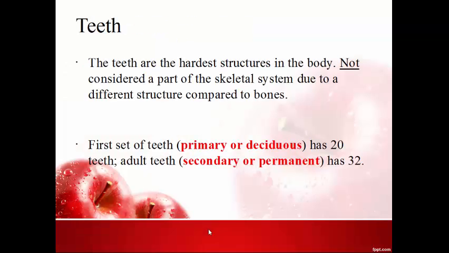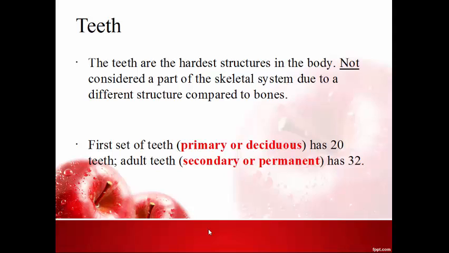Alright, teeth. The teeth are the hardest structures found in the body, and these are not considered part of the skeletal system due to a completely different structural makeup compared to bone. That's why teeth weren't mentioned when we talked about the skeletal system. They belong in this chapter in the digestive system.